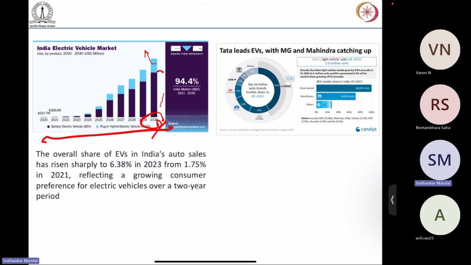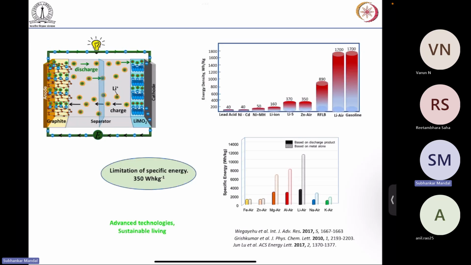Some of the top electric vehicle companies in India are more interested, and they have opened a research and development section for the electric vehicle. Basically they are developing the battery to use in the electric vehicle. After that we have discussed the lithium ion battery. In the lithium ion battery we have lithium manganese metal oxide on the cathode side, and on the anode side we have graphite, which is lithiated and acts as the anode. During discharge and charge, lithium can intercalate and deintercalate.